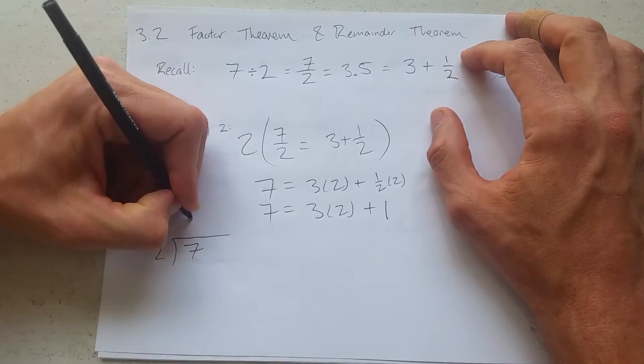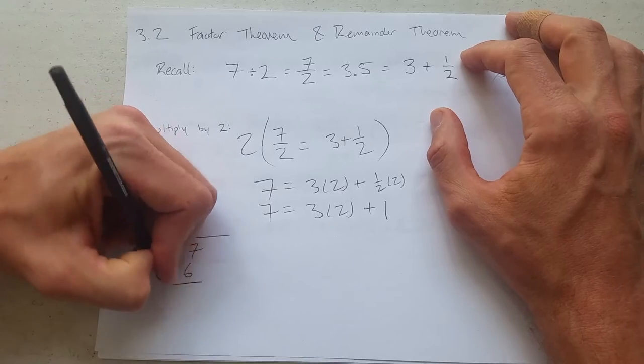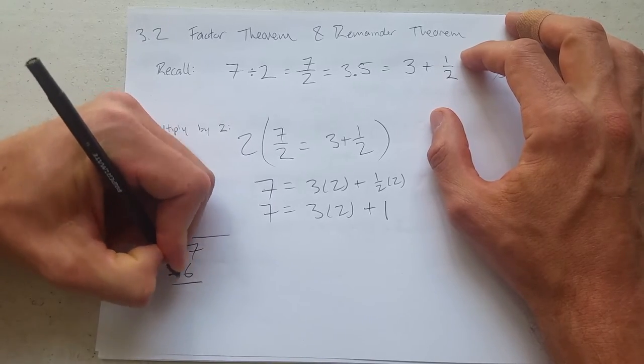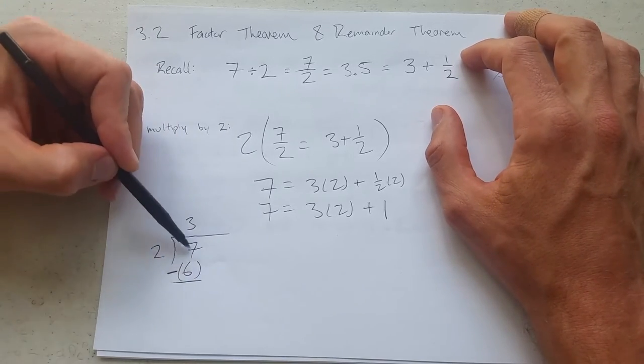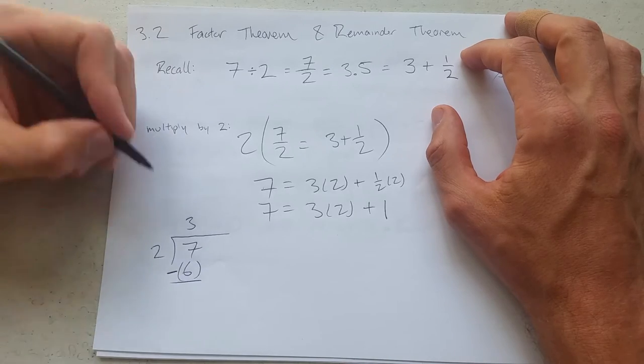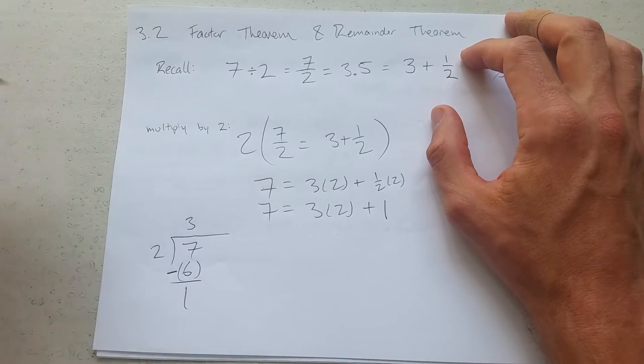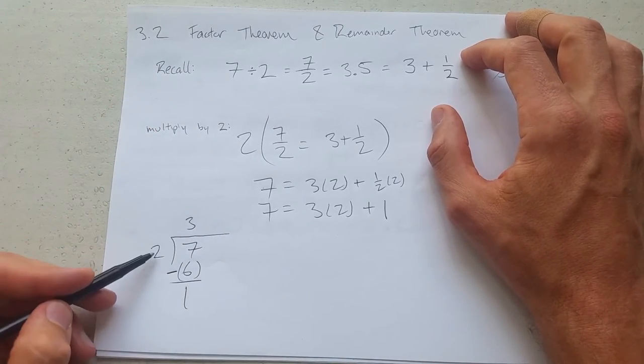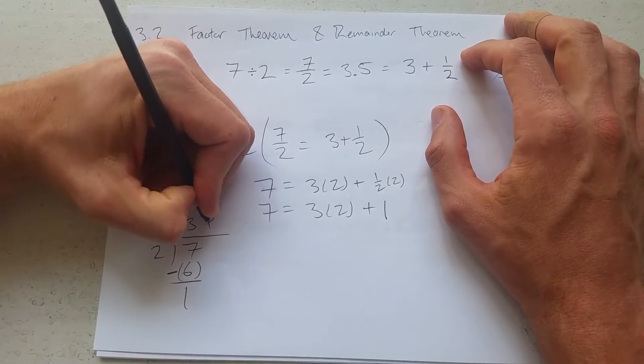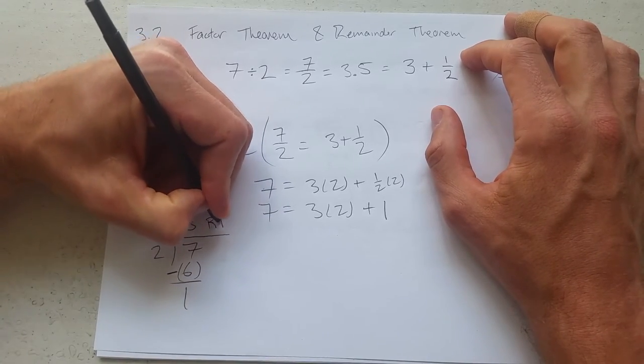How many times does 2 go into 7? 3. 3 times 2 is 6. This step is important. Make sure you're subtracting. You don't want to add 7 and 6 and get 13. That would be bad. You get 1. Now, 1 does not go back into 2. So I'm going to write 3, remainder 1.